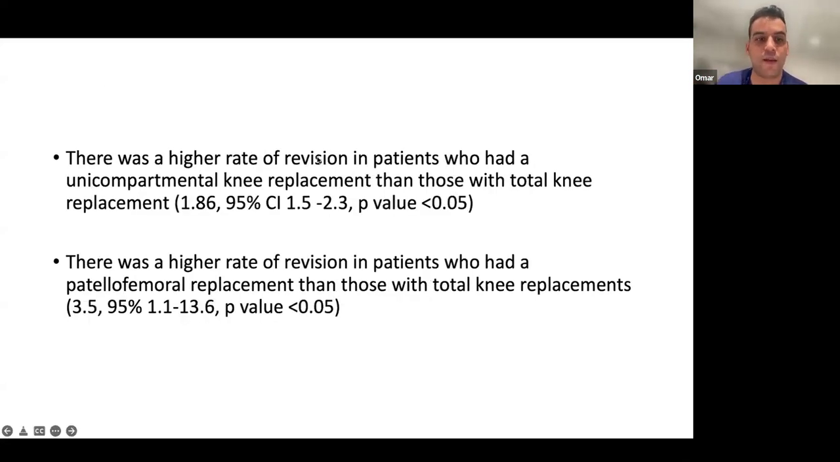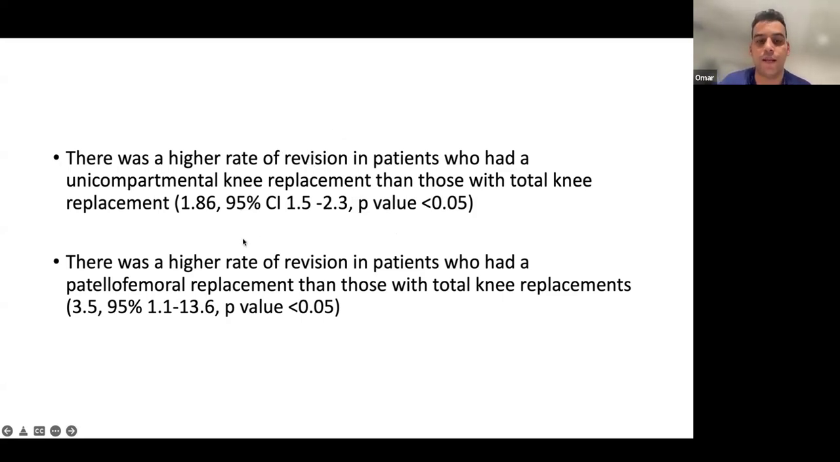So this is a good example, right? There was a higher rate of revision in patients who have had a unicompartmental knee replacement than those with total knee replacements. So you can see here the rate of revision of 1.86, 95% confidence interval of 1.5 to 2.3, and the p-value is less than 0.05. Here you've got a pretty narrow confidence interval, and the p-value obviously reflects what's shown in the confidence interval, and this does not cross 1. This is a pretty good result that I would interpret with strength.